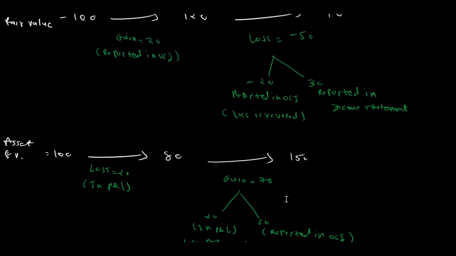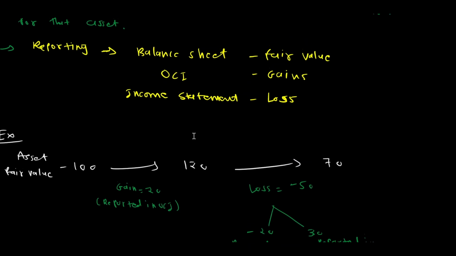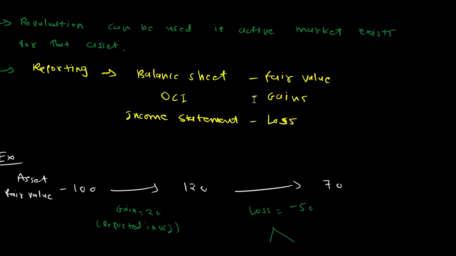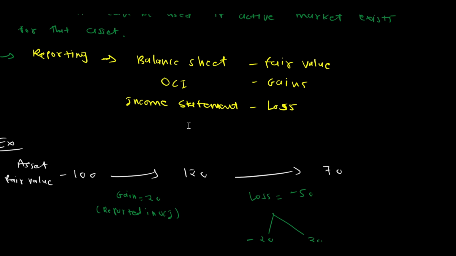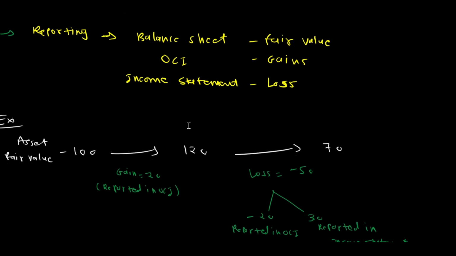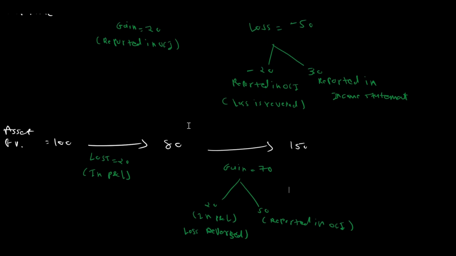Okay, so the core concept is gains are shown in the OCI and losses are shown in the income statement. But last year's gain or loss should be reversed in the subsequent sections or reports.